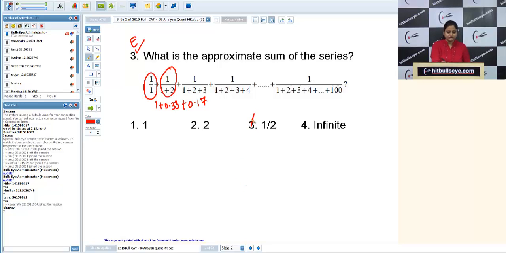Then definitely third option cannot be the answer. First option cannot be the answer. As you can see, all the terms are decreasing. If all the terms are decreasing, after 4 or 5 terms, all the terms will be approximately negligible. So my answer should be a finite number, and we are left with only one option, that is second option. Is it okay, guys? Okay, let us move further.